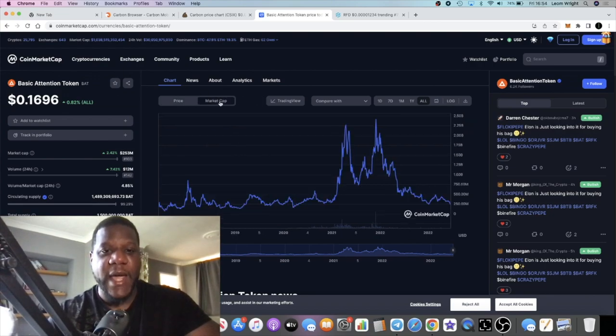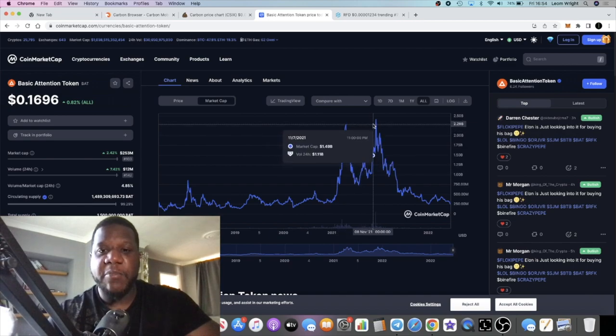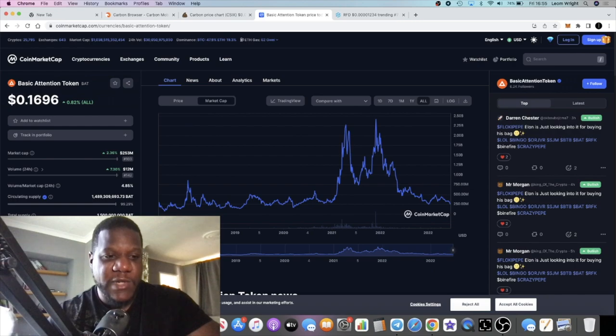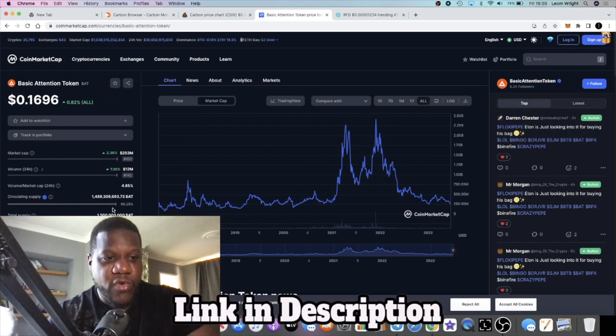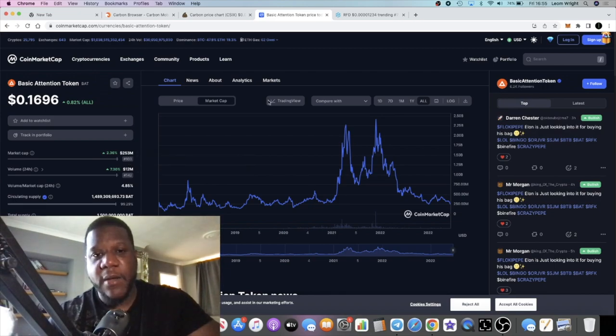If we look at the market cap for that, it hit a peak in the last bull run at around $2.4 billion, and since then it has come down. So we're sitting right now at approximately 253 million market cap. So Basic Attention Token will be the main competitor for this.